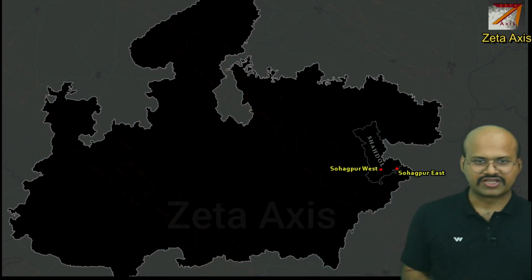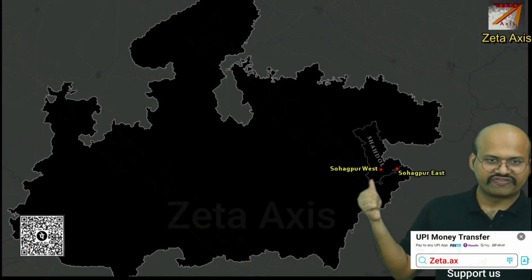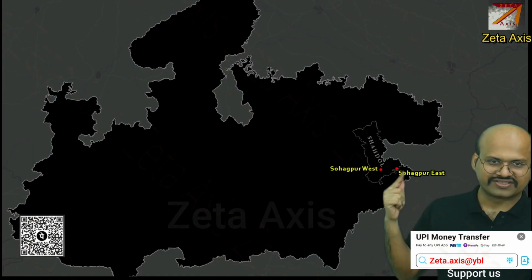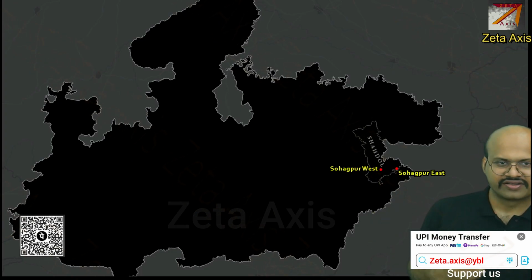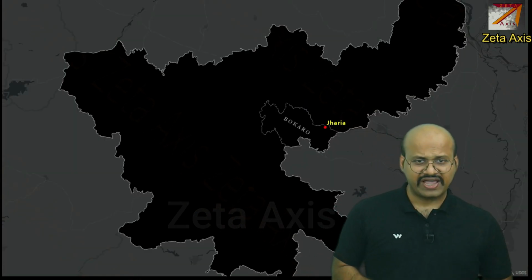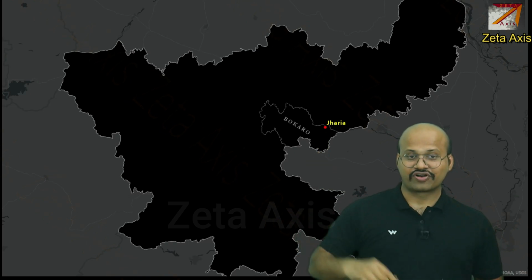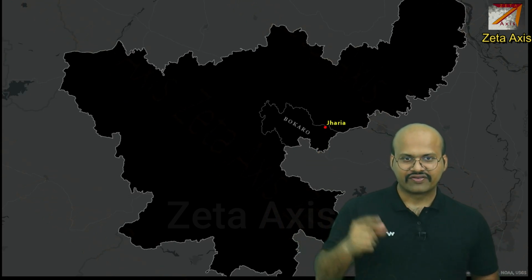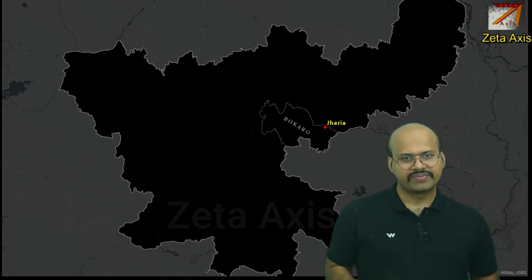Similarly, in Madhya Pradesh, we have seen that Sohagpur coalfield is there, and from these coalfields in Shahdol district we extract CBM. And we already know that Jharia is one of the important coalfields, and from here also we extract coal bed methane.